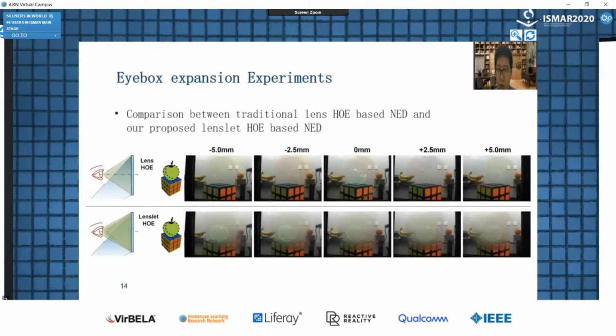We also compare the images captured with the conventional HOE and with our lens-array HOE. It is obvious that our lens-array HOE can significantly expand the eyeball size to 10 mm for the holographic near-eye display without the loss of resolution when compared to the conventional HOE.